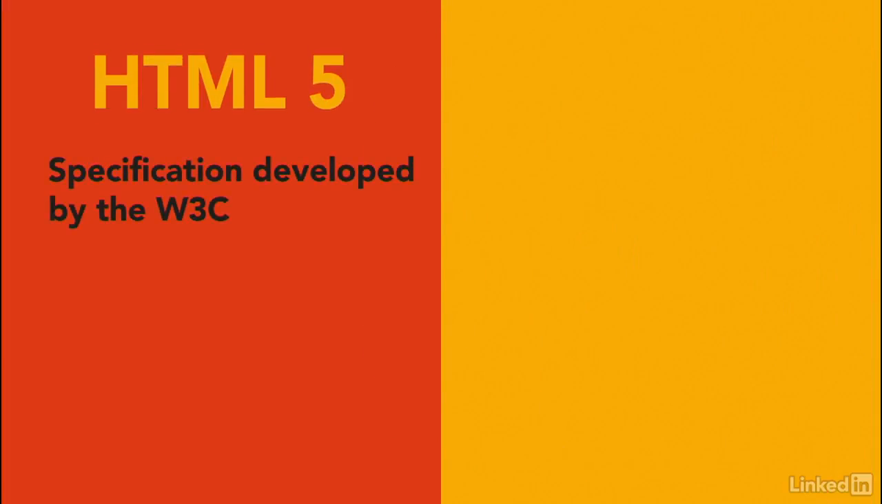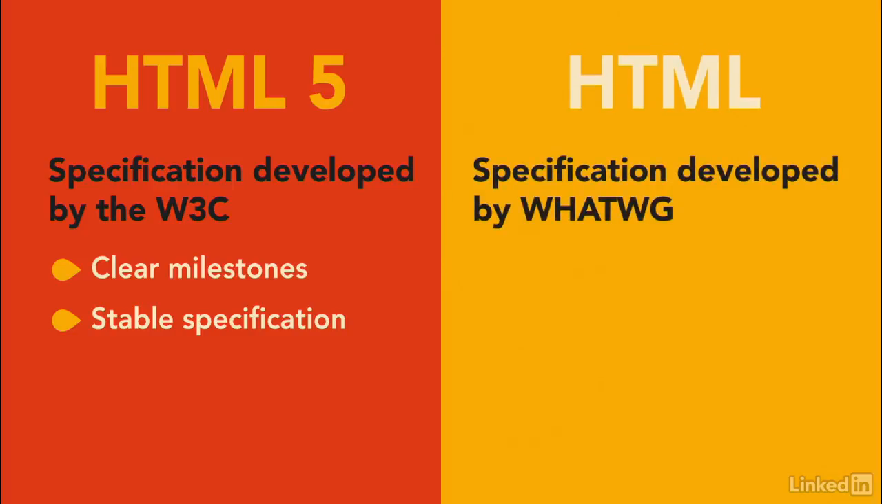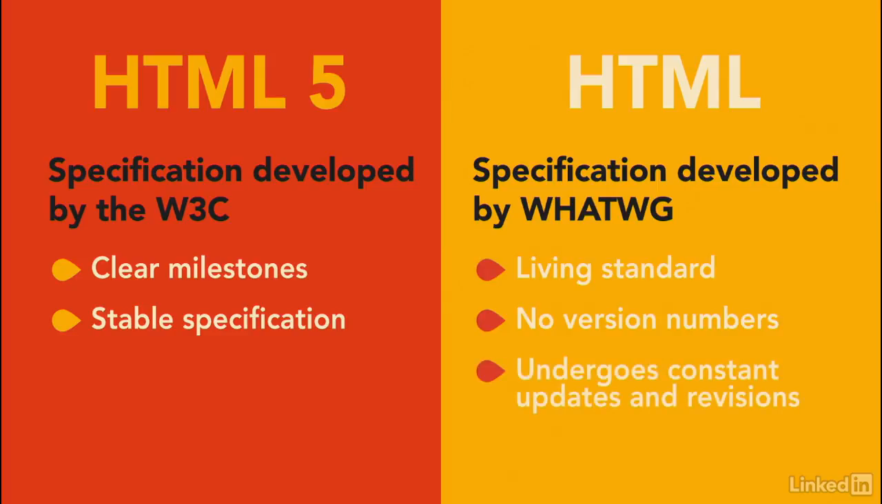The W3C is developing the HTML5 specification. Now, this has clear milestones, and once it reaches candidate recommendation, they'll move on to the HTML 5.1 specification. So this one's going to have a specific release date. The WHAT working group, on the other hand, is basically developing HTML as a living standard. So in that regard, they dropped the version number, although most people still refer to it as HTML5, and they're just constantly updating and revising it. Now, as you can imagine, these two specifications are beginning to diverge from each other in fairly significant ways.